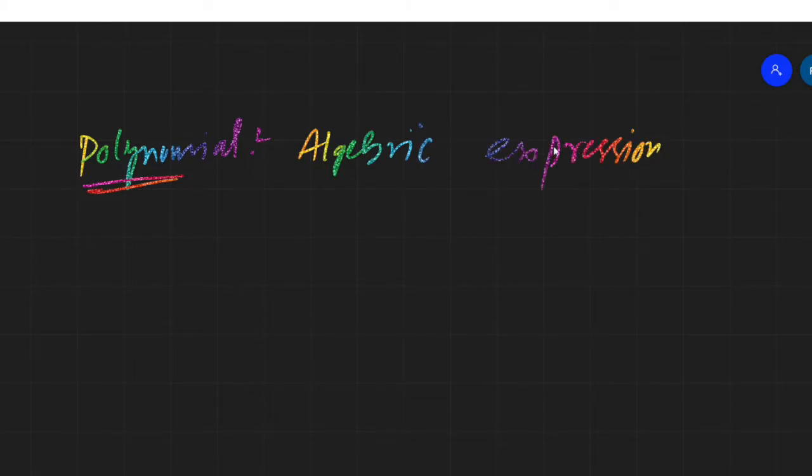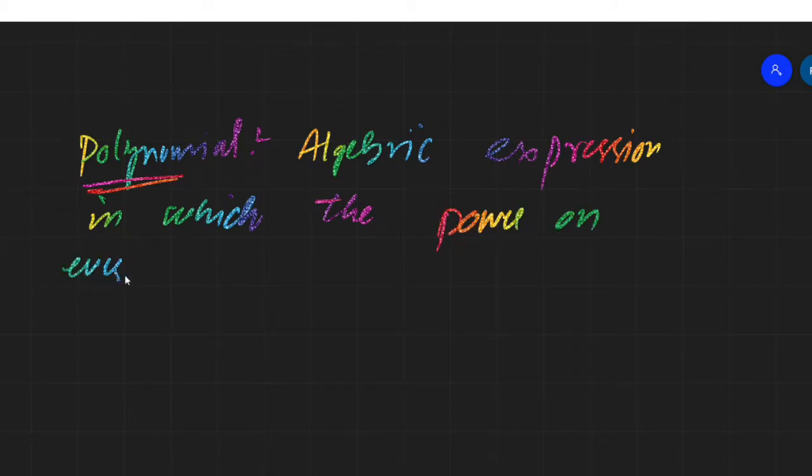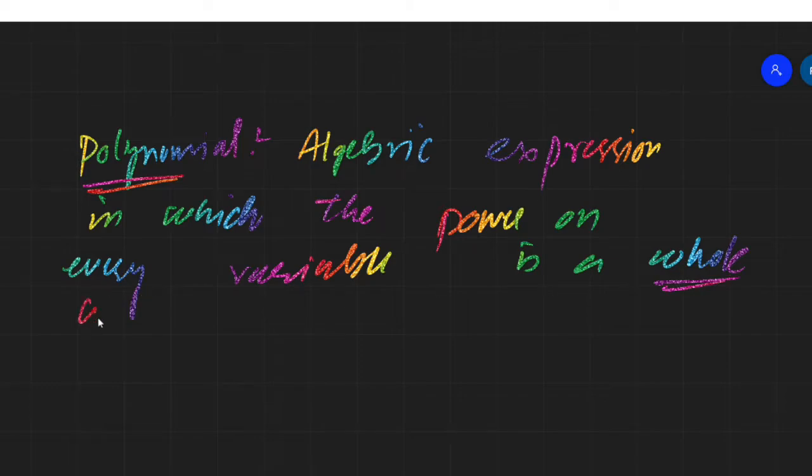Remember, it's an algebraic expression, but there is a condition. The condition is that the power on every variable is a whole number. Remember this, it is a very important point. That algebraic expression in which the power on every variable is a whole number, that we call a polynomial. It is usually represented by p(x), read as polynomial of x in the variable x. For example, x square plus 1.